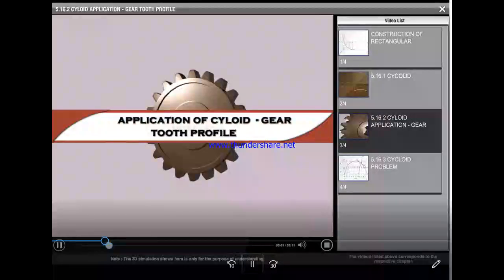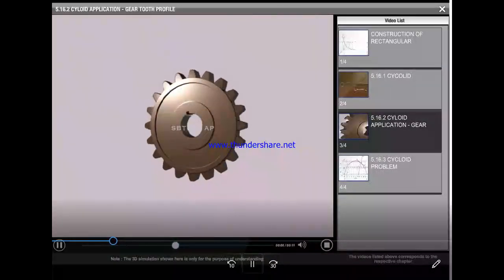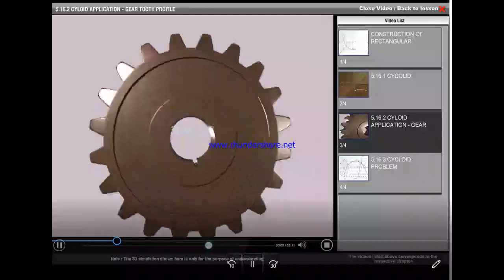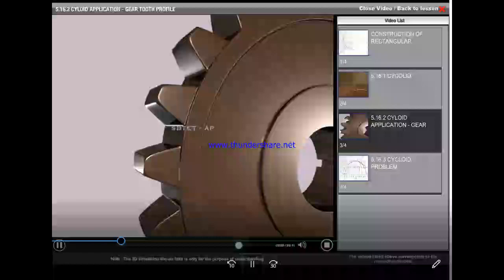Application of cycloid, gear tooth profile. The cycloidal curve finds application in the design of gear tooth profile.